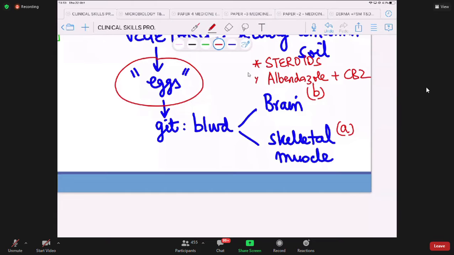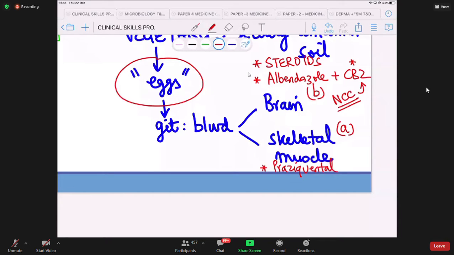We give albendazole to kill the worm, and for controlling the focal seizures, I think everybody knows that in neurocysticercosis we have focal seizures, so we will be giving carbamazepine for at least 2 years. After 2 years, you can discontinue. What will you give for treatment of cysticercosis? Your answer would be praziquantel.